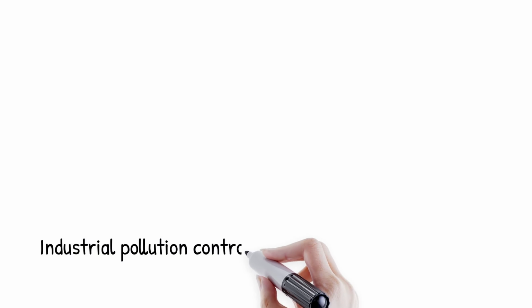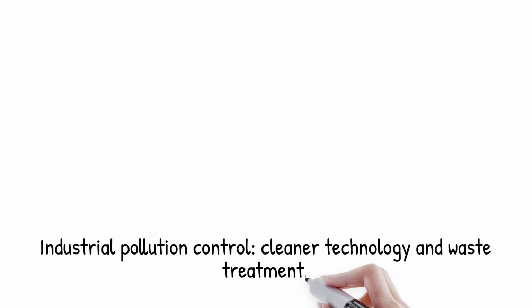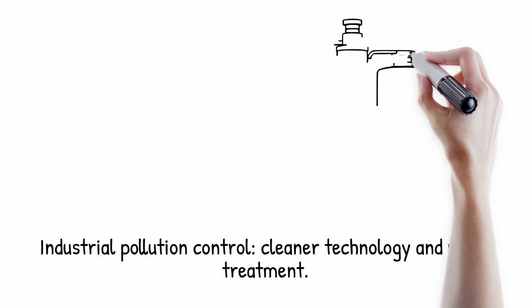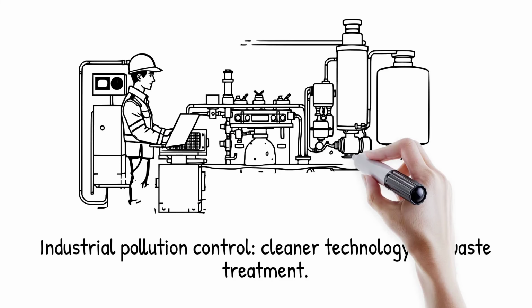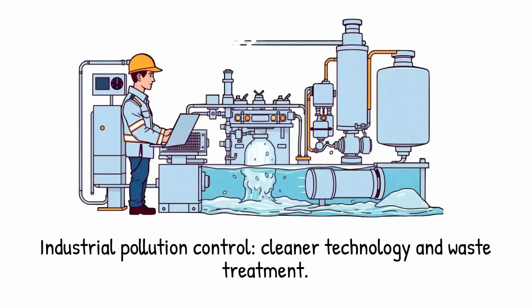Question 2. How can industrial pollution be controlled? By using cleaner technology that emits less pollution and by treating industrial waste effectively before its final disposal.